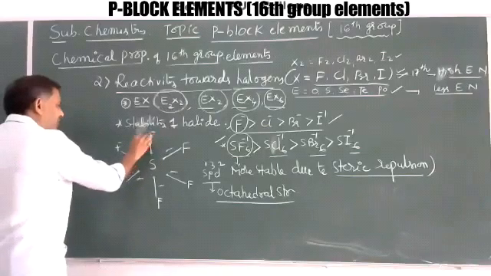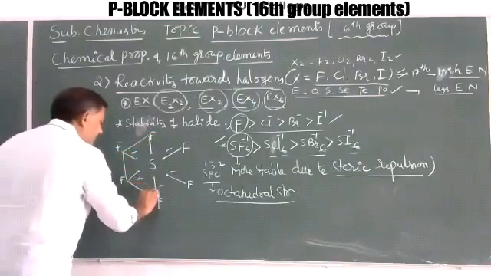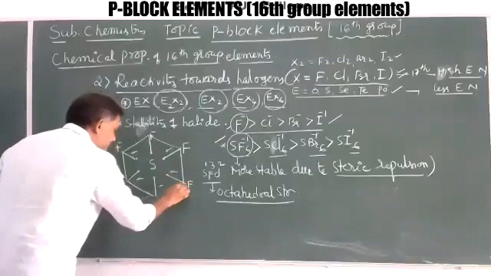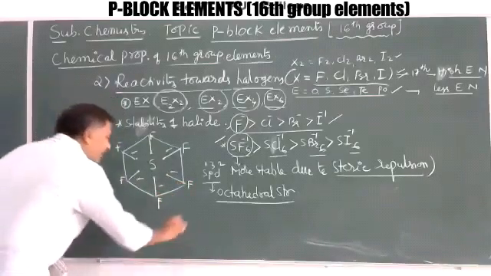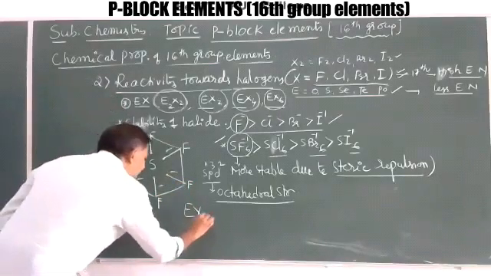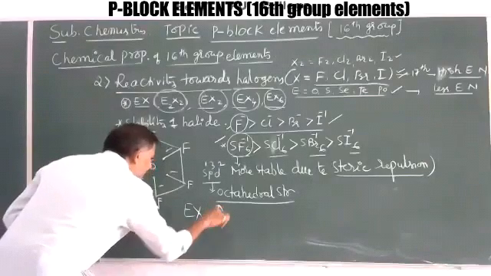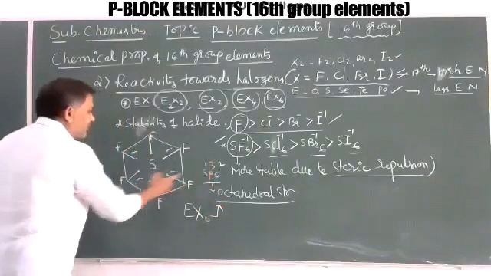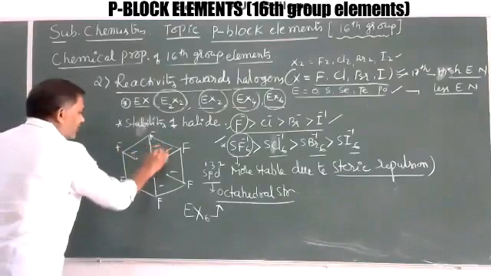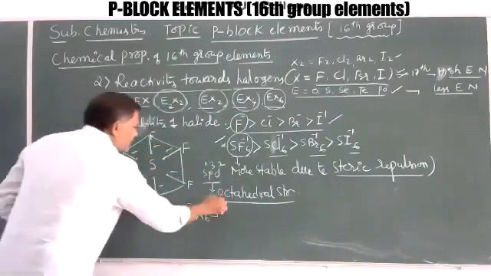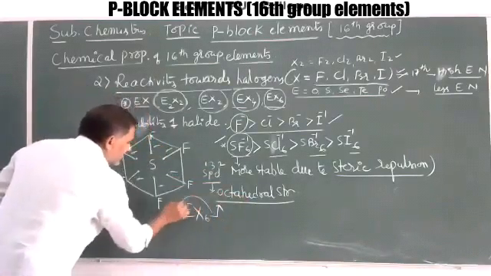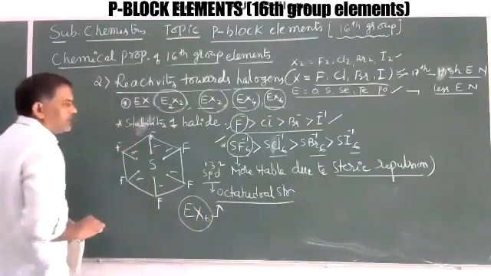Like we can take hexafluorides. So here the EX6 type generally has sp3d2, 6 sigma covalent bonds are there, octahedral structure.